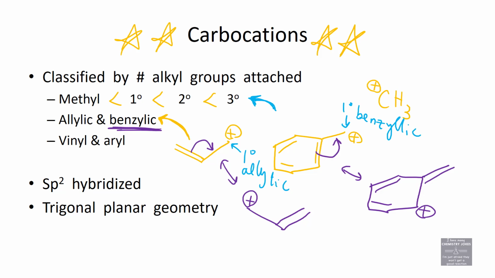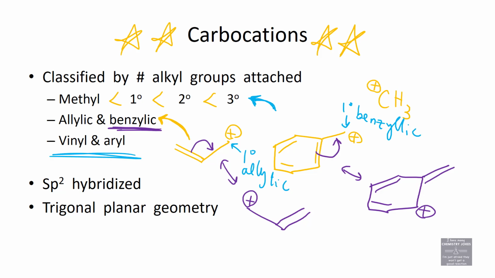So tertiary is more stable than secondary, is more stable than primary. Benzylic is more stable than allylic. What if you had something that's tertiary and allylic compared to something that's secondary and allylic? Well, something tertiary and allylic is more stable than something that's secondary and allylic.